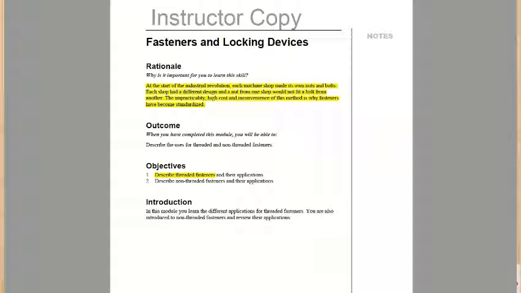At the start of the Industrial Revolution, each machine shop made its own nuts and bolts. Each shop had a different design, and a nut from one shop would not fit a bolt from another. The impracticality, high cost, and inconvenience of this method is why fasteners have become standardized.